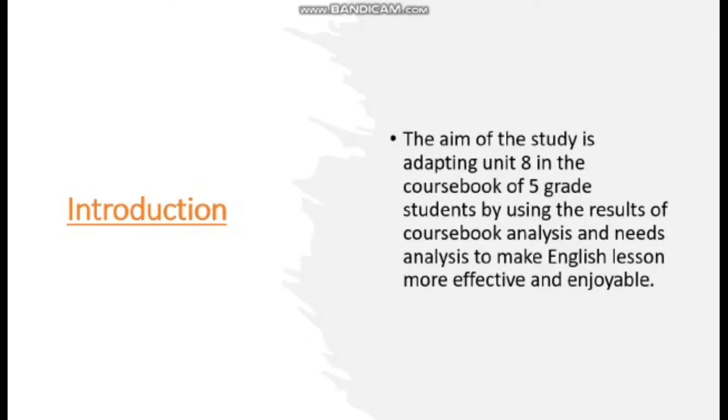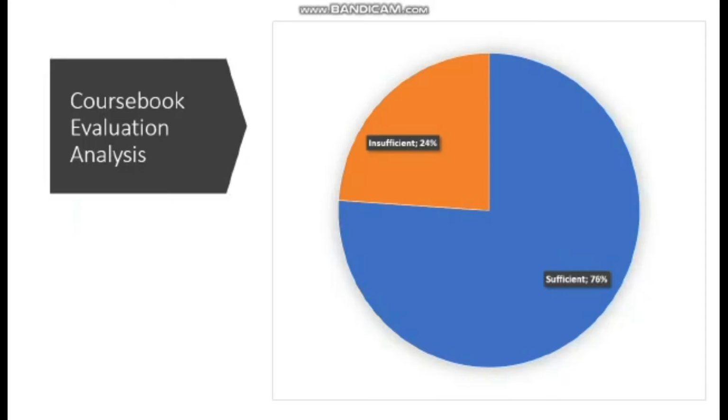The aim of the study is adapting Unit 8 in the coursebook of 5th grade students by using the results of coursebook analysis and needs analysis to make English lesson more effective and enjoyable. Now, let's remember coursebook evaluation analysis.